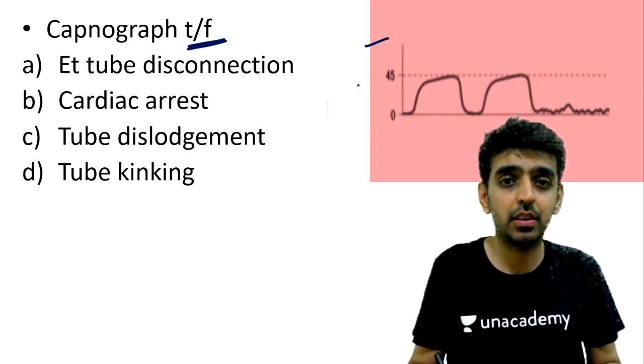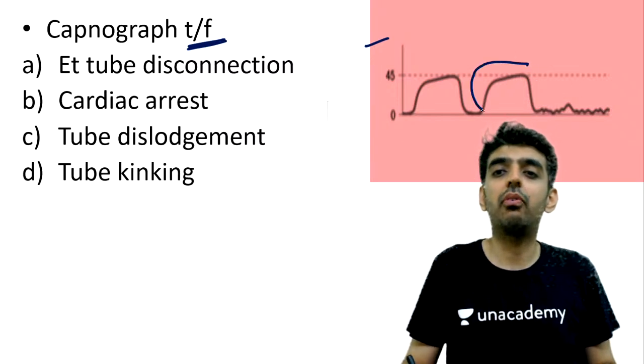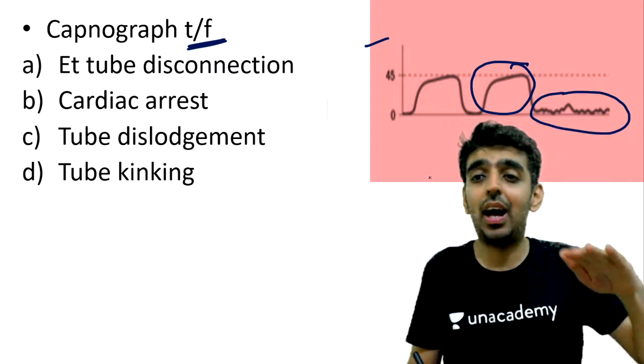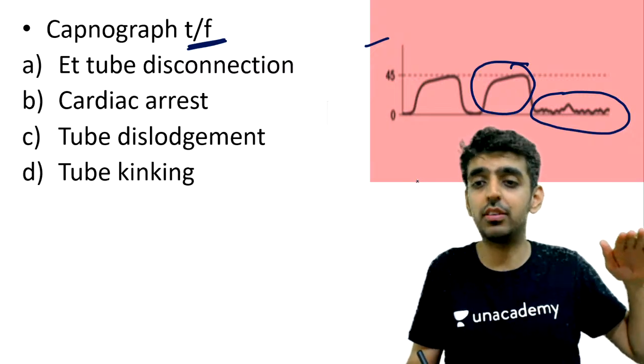So let us look at this. The capnographic image which is shown here is what? There is a normal capnograph wave which is followed by a sudden flattening out of the capnograph, right? There is sudden flattening out of the capnograph. What does it mean?